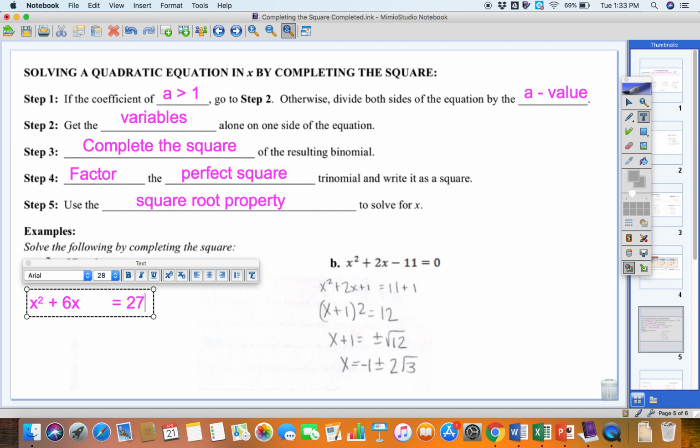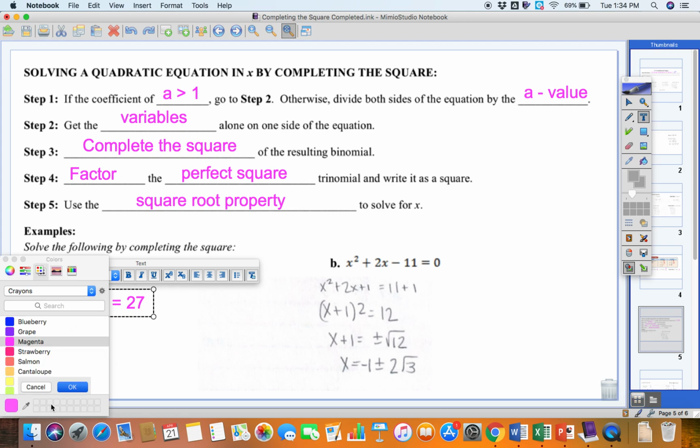So here, for the next step of this, it wants you to complete the square. So I'm going to take this 6, and I'm going to divide it by 2 and get 3, and then square it, so I should be adding 9 to both sides.